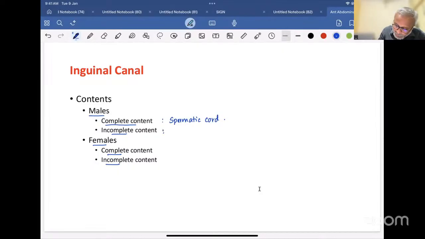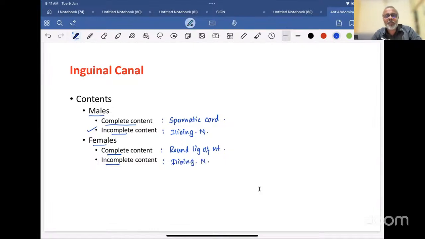Remember, the incomplete content is the ilioinguinal nerve. The ilioinguinal nerve enters the inguinal canal by passing through the posterior wall, that is the fascia transversalis, then traverses through the inguinal canal before it comes out of the superficial inguinal ring. That is why we call it incomplete content. In case of females, the complete content becomes the round ligament of the uterus, and incomplete content again becomes the ilioinguinal nerve. Are we clear? So this is how we write the contents of the inguinal canal.